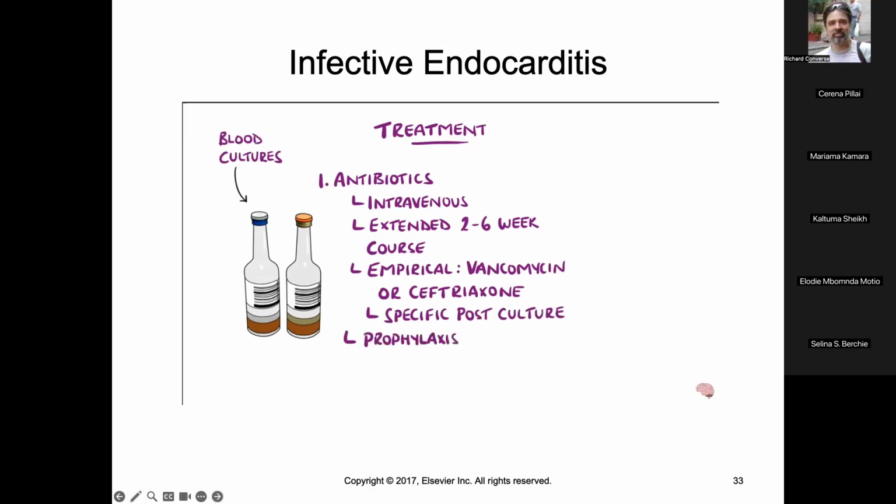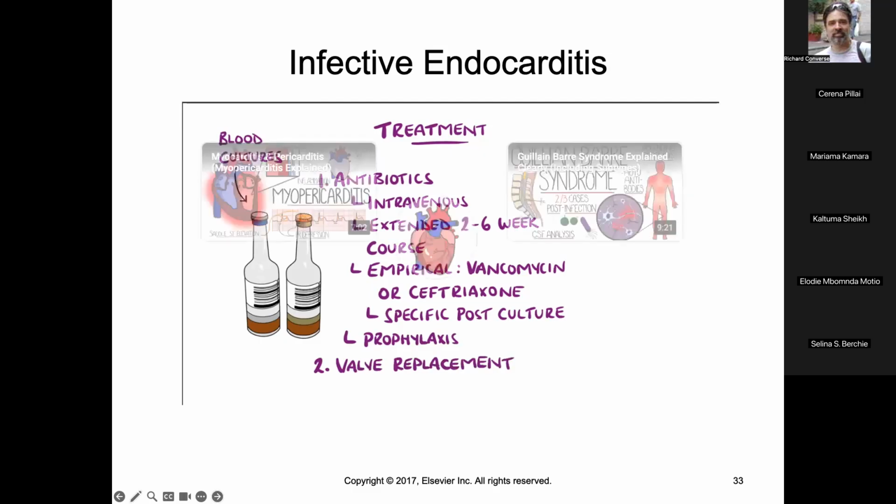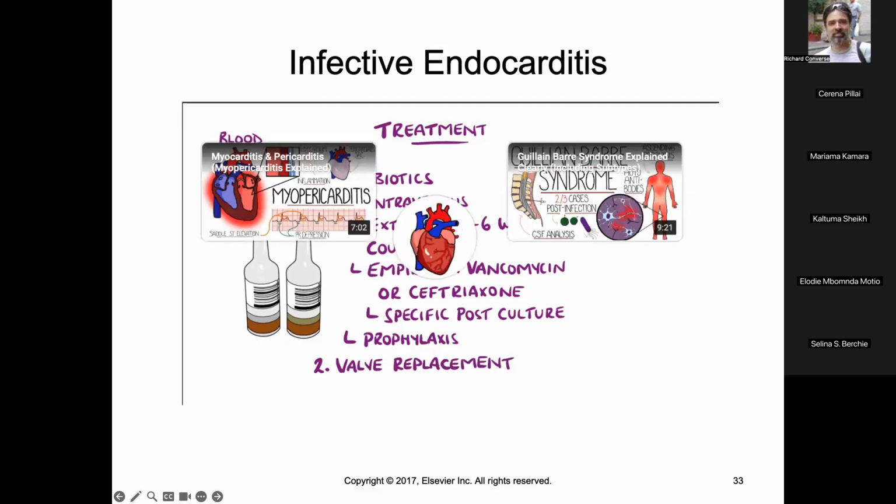Antibiotics may be given prophylactically when a predisposed patient is due to undergo certain procedures, such as dental procedures, but the evidence behind this is not always definitive. Valve replacement may be needed in some cases, such as significant regurgitation, hemodynamic compromise, or complications.